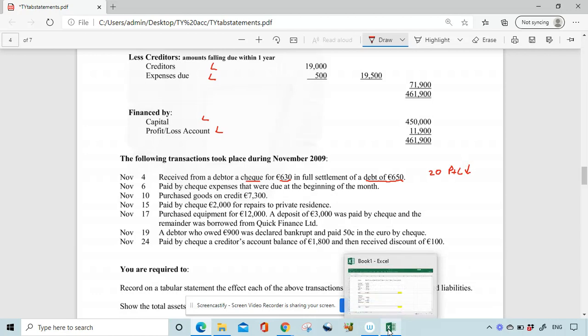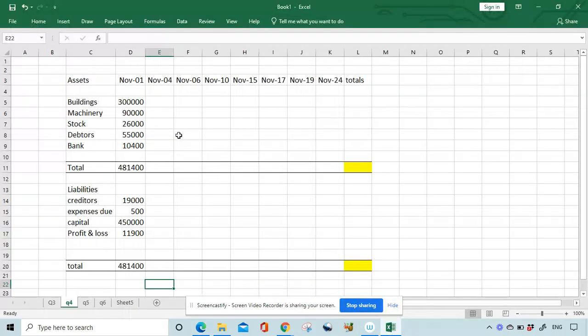So what do we do? Our bank account would have gone up by 630 because we received 630. The amount of money we are owed would have gone down by 650, and our profit and loss went down by 20. So when I add up the assets, I get minus 20, and when I add up the liabilities, I get minus 20. So that's November 4th done.